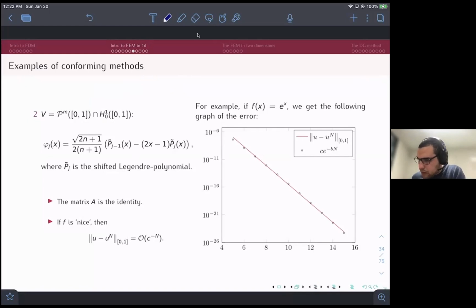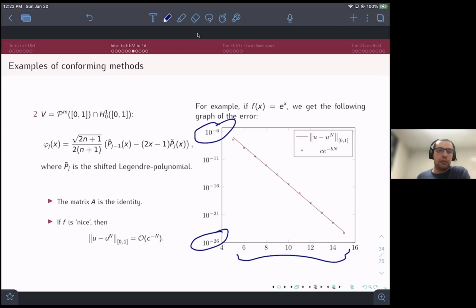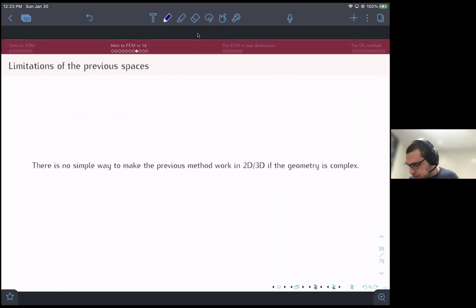Okay, so for example, if I take e to the x, we will see this exponential decay actually. And this is a semi-log plot. So going from degree 5 to 16, you could see that I went from an error of 10 to the negative 6 up to an error of 10 to the negative 26, which is extremely small. In numerical analysis, anything that is less than 10 to the negative 16 is basically 0 in double precision arithmetic.